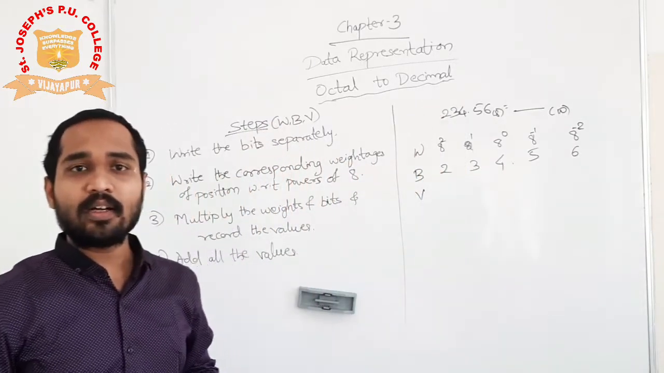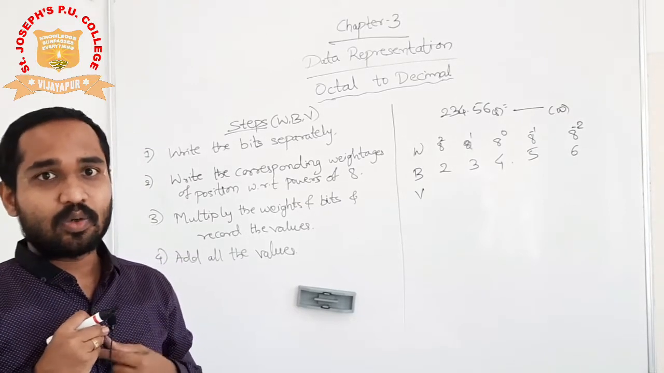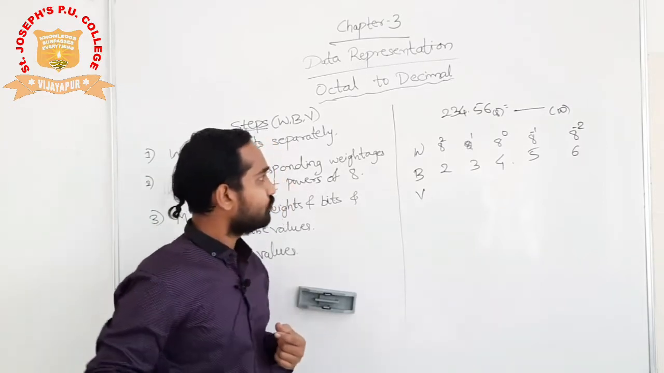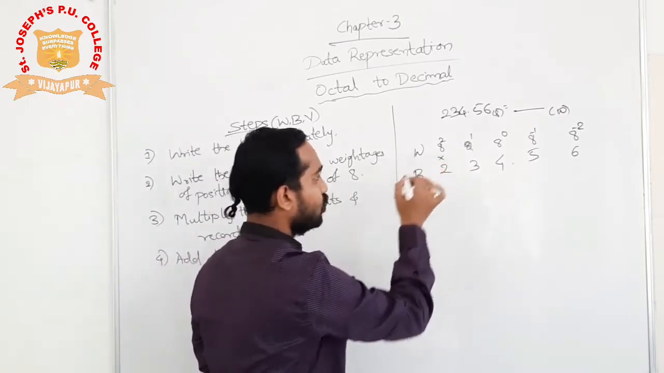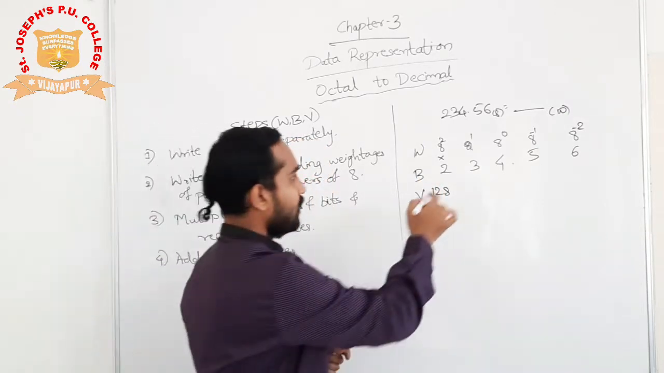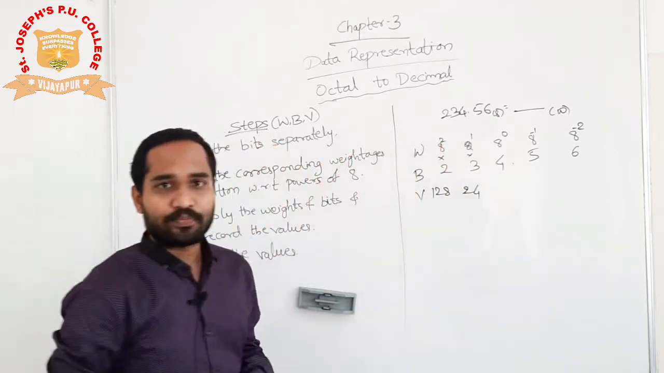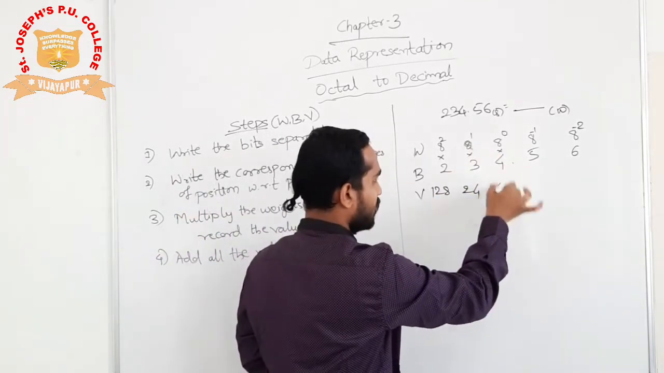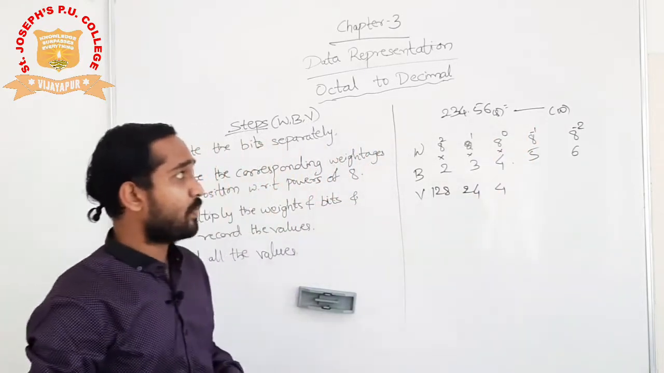Can we write the values now? We have already written the weights and bits. Correct? So with weights and bits, you have to multiply them both to find the values. Okay? So 8 square, that is 64, into 2, right? It is 128. Correct? Then 8 raised to 1, that is 8, into 3, 8 3s are 24. Am I right? Then 8 raised to 0, that is 1. 1 into 4 is 4.